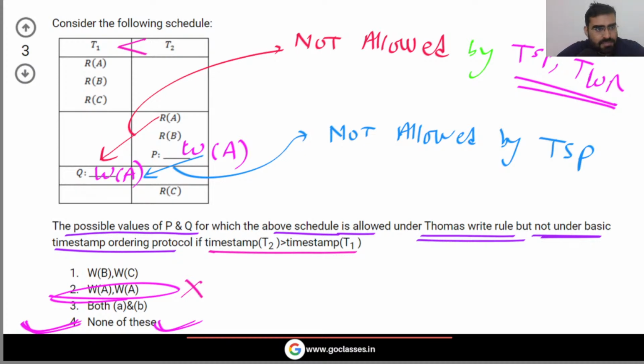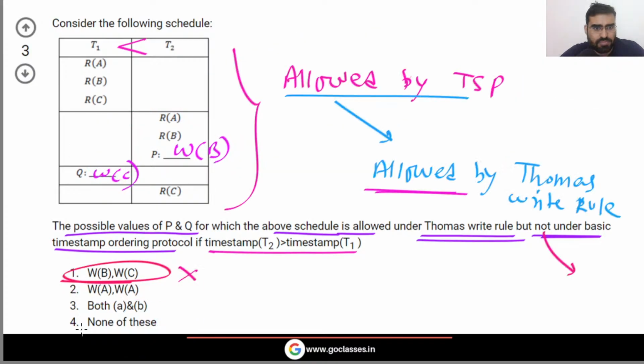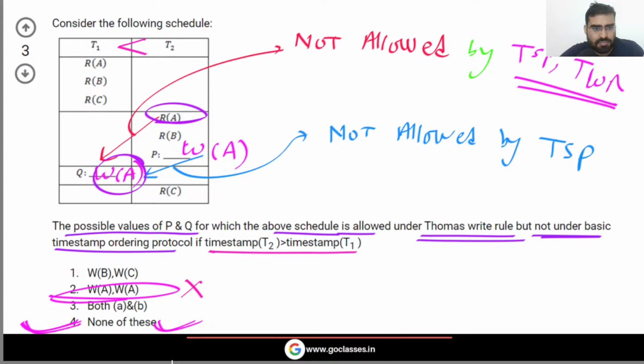Ekta, SM, Dipan, is this clear? The answer will be none of these, because this is not allowed. See, this is the right A. Look at this. You are doing read A, right A. This is not allowed. So the answer will be option 4th. This is going to be the answer.